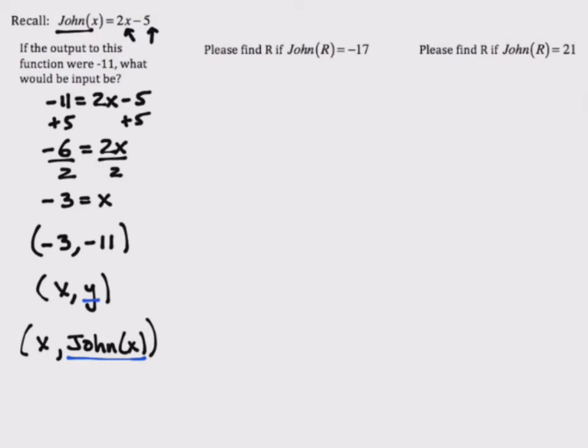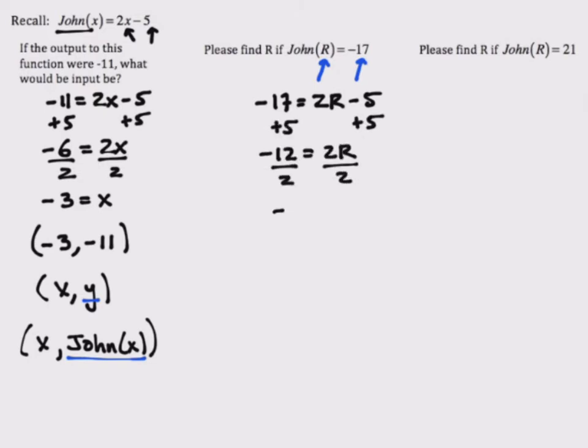In the second example, we're asked, if the function John operates on some input and the output is negative 17, what's the input? So we just substitute negative 17 in for our output to find our missing input. So negative 17 equals 2 times r minus 5. If r is the input, what's the output? And once again, we have a very easily solvable equation. So we see that if the input were negative 6, then the output would be negative 17.